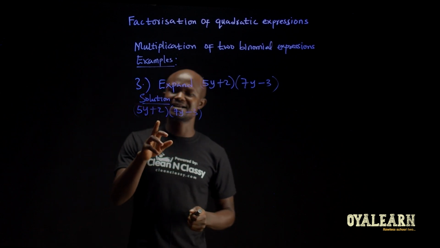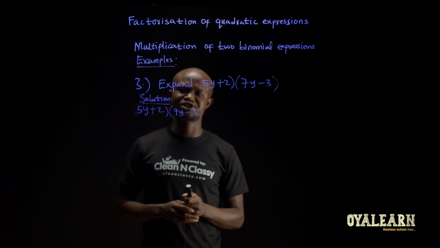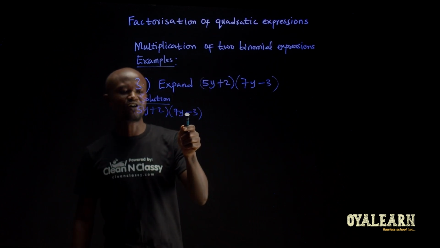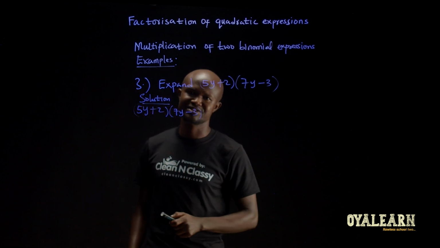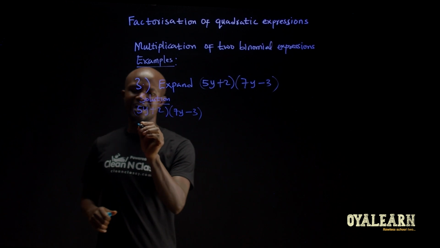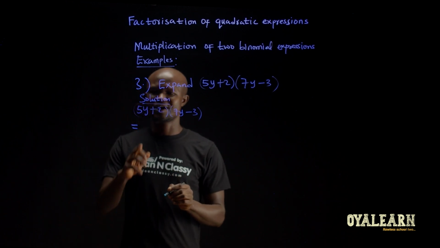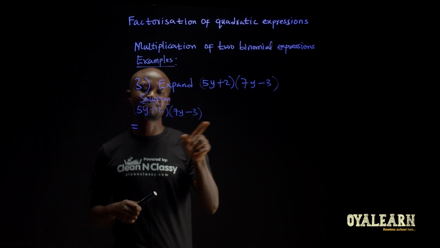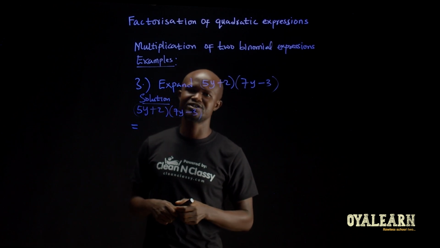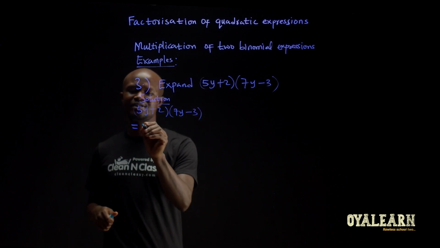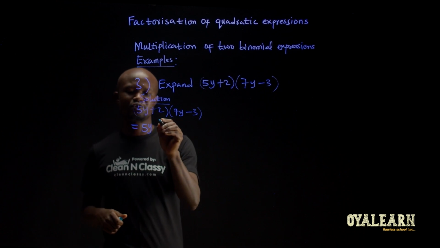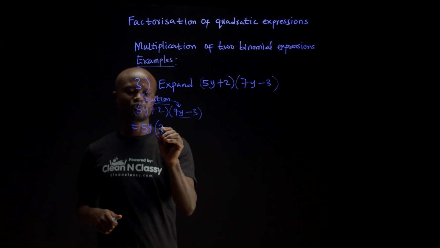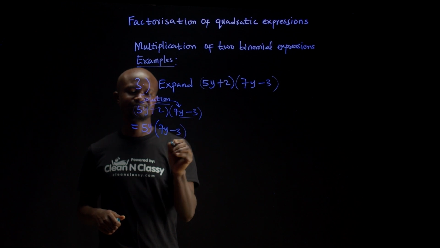Now, we can see that the first binomial expression is dealing with sum. You can see plus here. And the second binomial expression deals with difference, which is minus here. Now, we are going to use the first term in the first binomial expression to multiply the whole of the second binomial expression. Now we have 5y multiply the whole of what we have here, which is 7y minus 3.